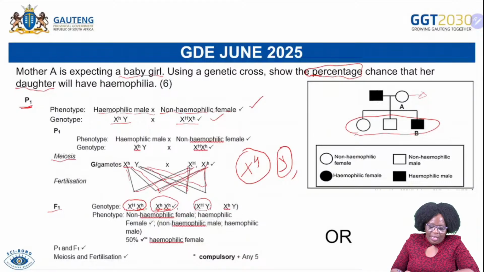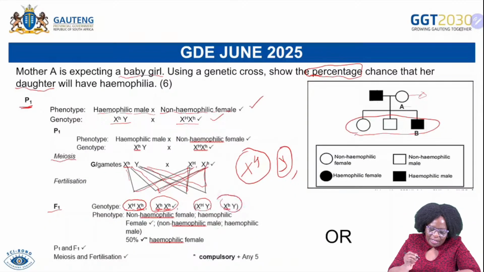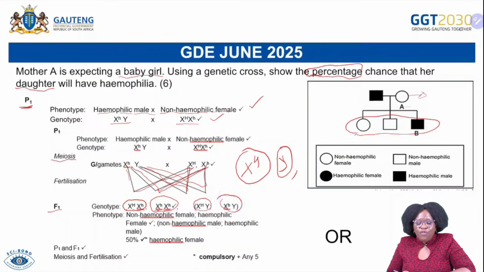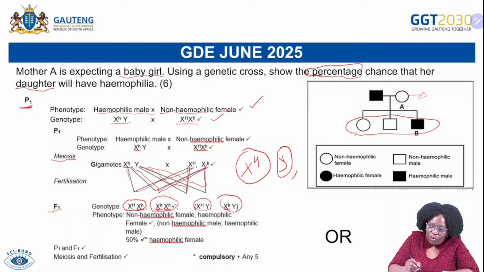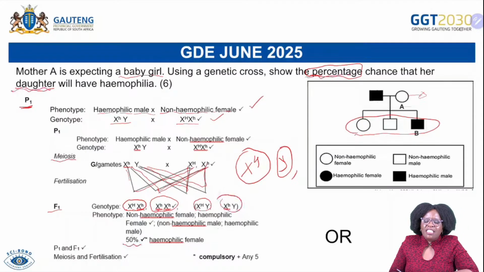This male here is non-hemophilic, because hemophilia is caused by a recessive allele. And then you come here, this is X small h and a Y. It's a male, and this male is hemophilic. But don't forget, we were looking at what? We were looking at the percentage chance that her daughter, we're talking only of the girls, her daughter will have hemophilia. Now the chance here is 50%.